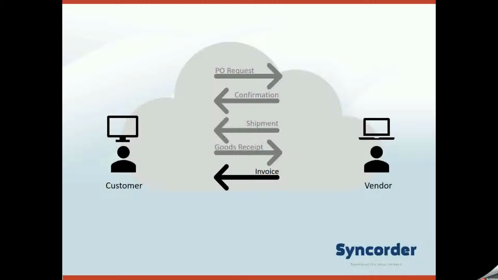So going back to the overview, what you just saw was creation of the invoice and how the invoice can be viewed and printed by the customer. So you have received a full overview of how to create a purchase order and fulfill the purchase order process using Syncorder, standalone platform, logging in as the customer and the vendor.